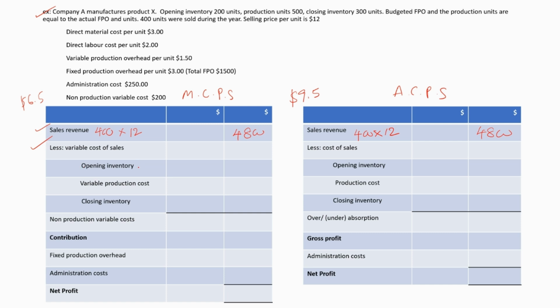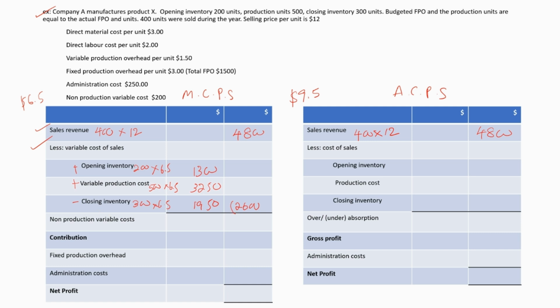So the opening inventory is equal to 200 units. Variable production cost can be calculated by multiplying the production units by the marginal cost per unit. Closing inventory is 300 units, multiplied by the marginal cost per unit 6.5. So the variable cost of sales is equal to $2,600. This is equal to opening inventory plus the variable production cost minus the closing inventory. This is how we can calculate the variable cost of sales.